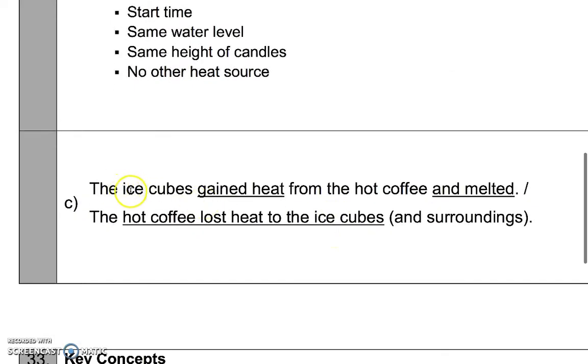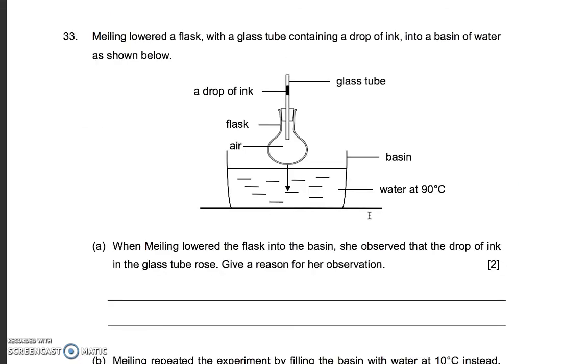You can say that the ice cube gained heat from the hot coffee and melted. Or you can also say that the hot coffee lost heat to the ice cubes, or the surroundings also lost heat to the ice cube, causing it to melt. So any one of these is correct. So the principle behind it that you have to show is that the ice cubes either gained heat or that the coffee lost heat to the ice cubes.